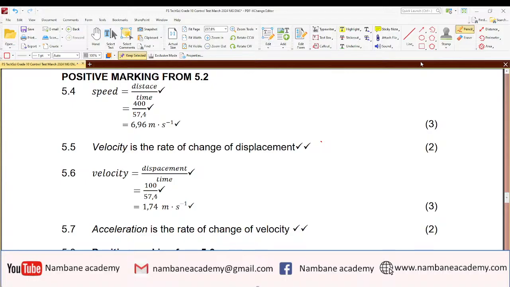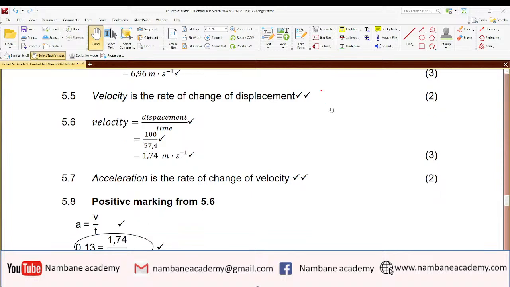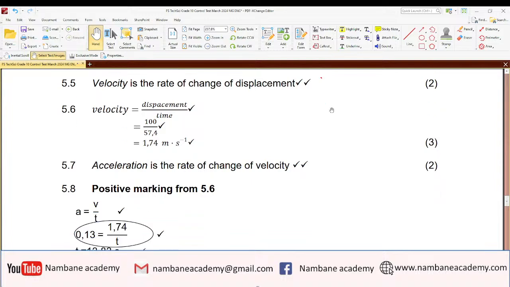Calculate the velocity of the learner over 100 meters. Now, over 100 meters, ladies and gentlemen, velocity is equals to displacement over time, 1 mark, 100 divided by 57.4, 1 mark, and the final answer is 1,74 meters per second.